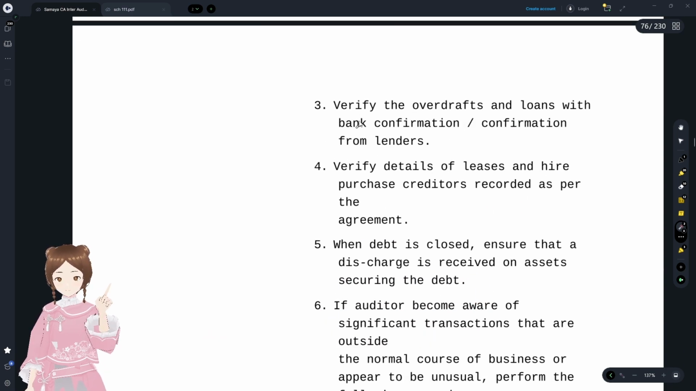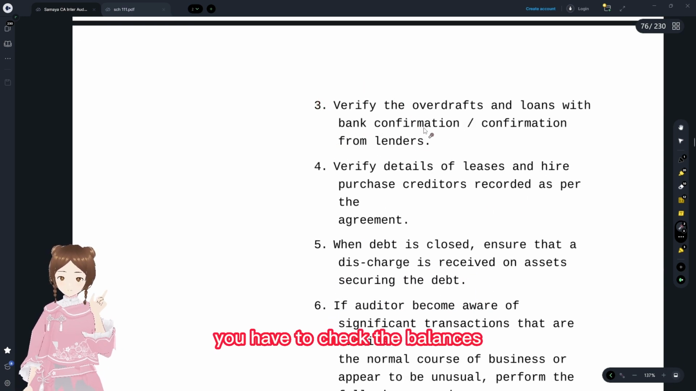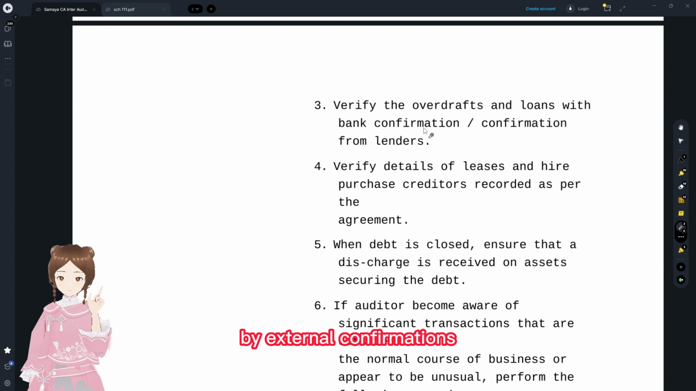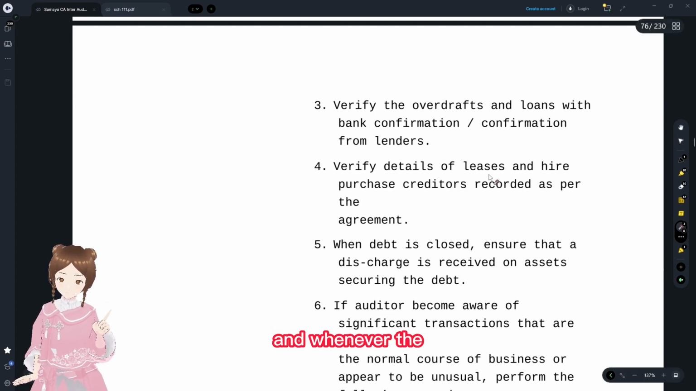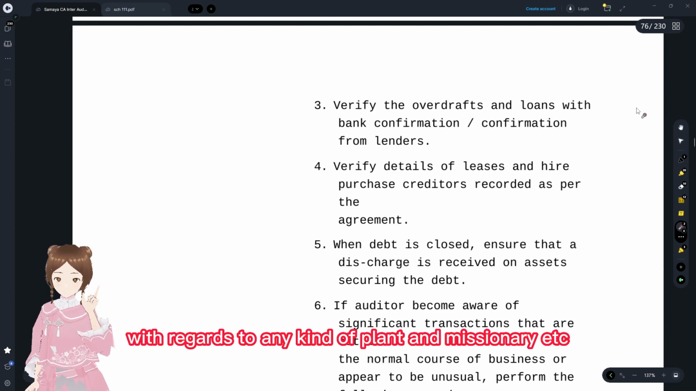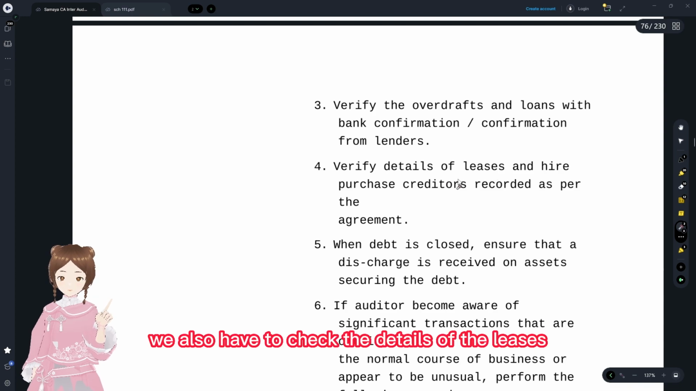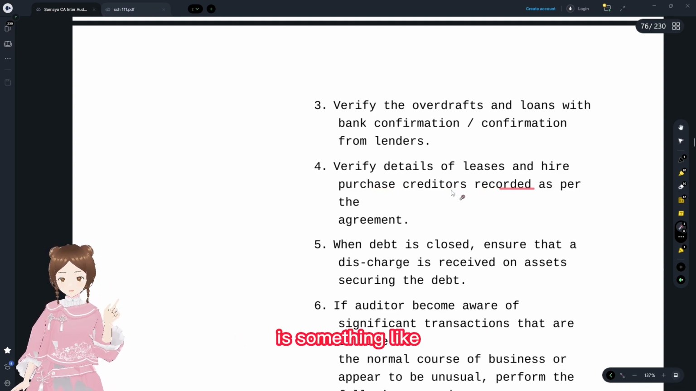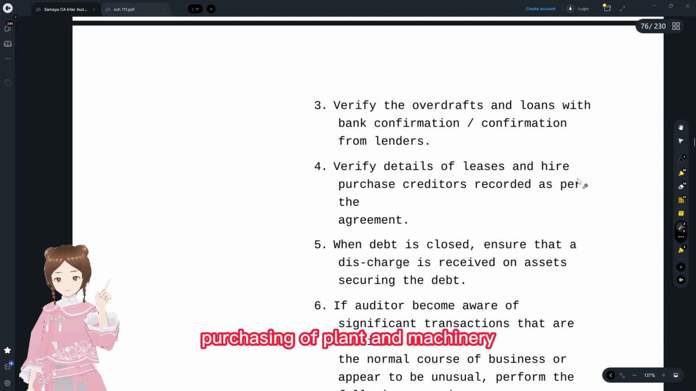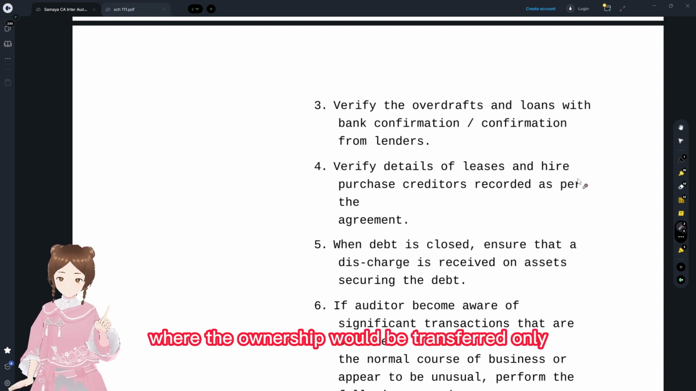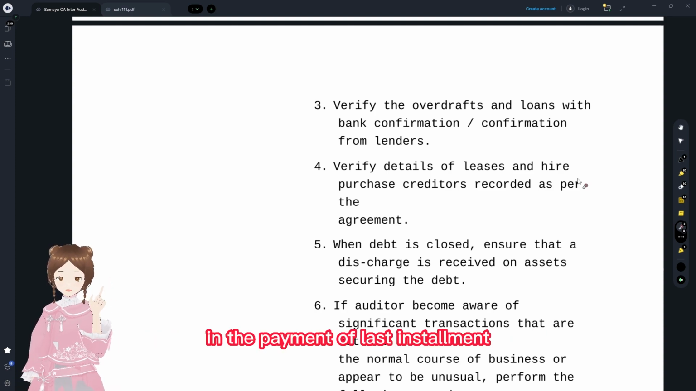And the third one is you have to check the balances. How could you check the balances? By external confirmations. Whenever management has taken a loan with regards to any kind of plant and machinery, etc., we also have to check the details of the leases and hire purchase creditors were as per the agreement or not. Hire purchase is something like purchasing plant and machinery through EMIs, where the ownership would be transferred only on the payment of the last installment.